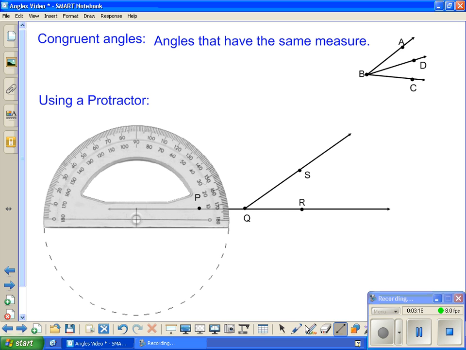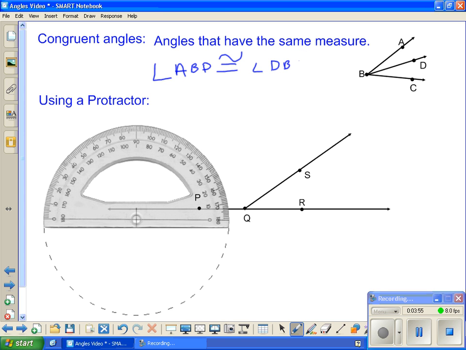Congruent angles are angles that have the same measure. In our picture over here, notice that we have angle ABD and ABC. Now I'm going to say that they are congruent, and when I write that, I would write that angle ABD is congruent. Notice the congruent symbol here. It's an equal sign with a tilde on top of it. Is congruent to angle DBC.